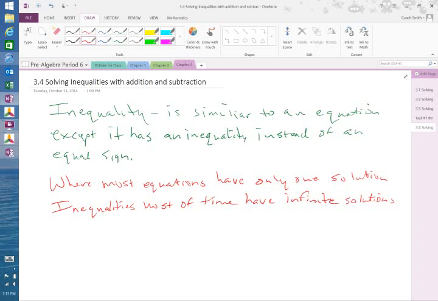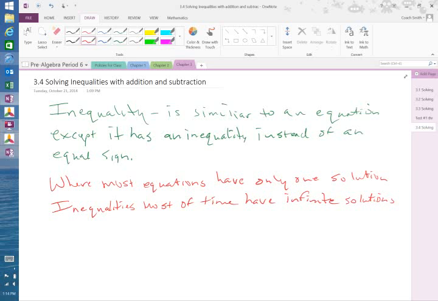Now, they can make conditional inequalities where it'll say something to the extent of 5 is less than x is less than 12. Okay, well in that case that means x has to be something over 5 but less than 12. So there's not an infinite number of numbers, but there is still more than one solution to that.